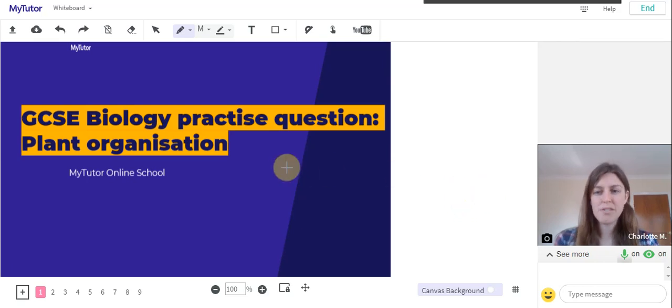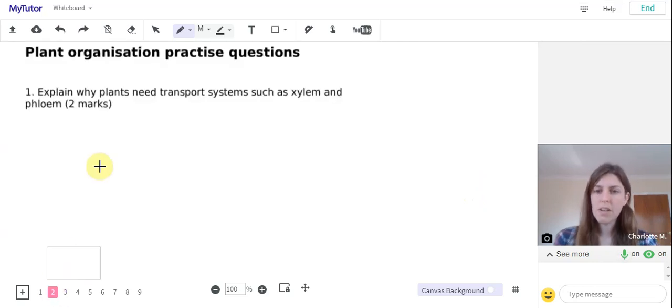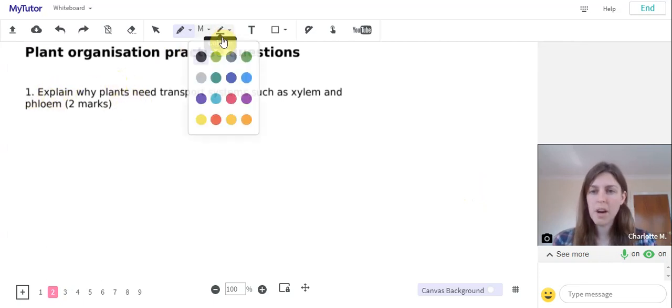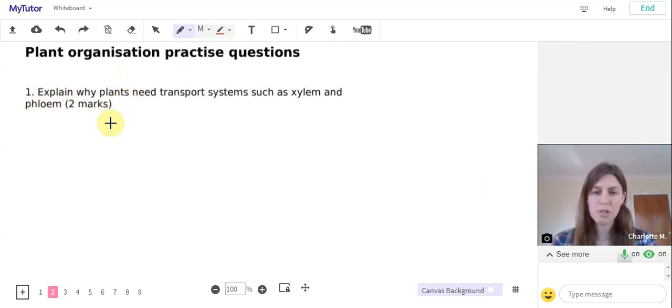Here we have some GCSE Biology practice questions about plant organisation. Okay, so we start with: explain why plants need transport systems such as xylem and phloem. So we underline the keywords, explain, and we know that this is 2 marks, so we need a point per mark and to include keywords as well.